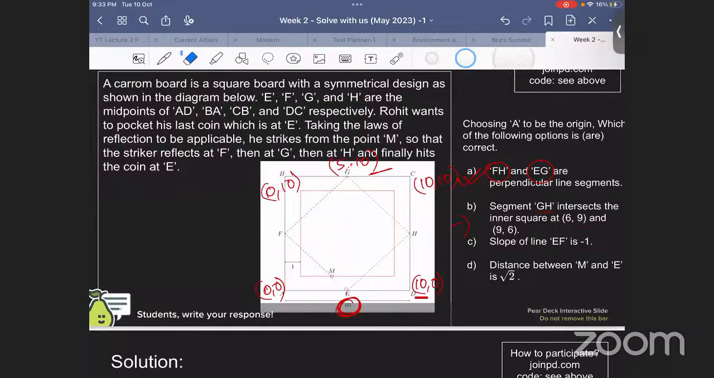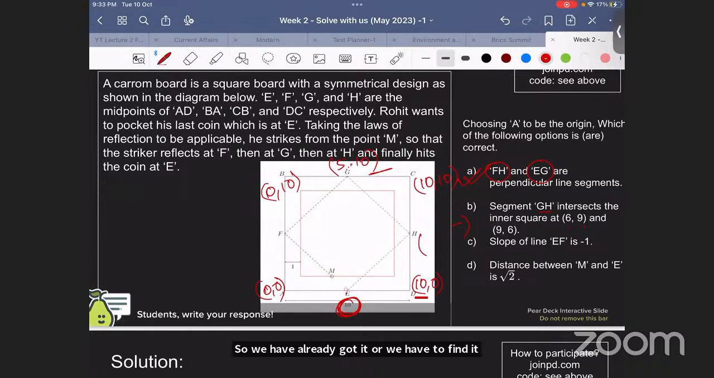We already have the coordinates, so you have to find this data point, and this one. Then only you can check whether it's 6,9 and 9,6 or not. How can you do that?